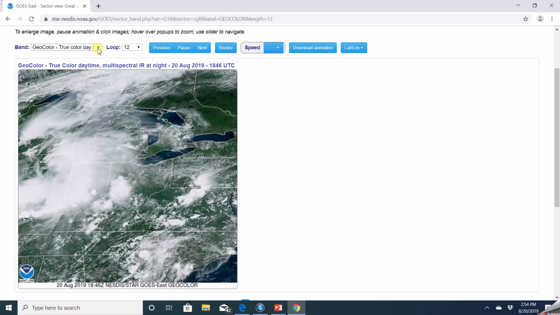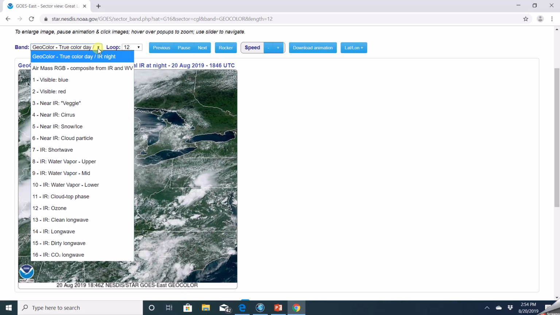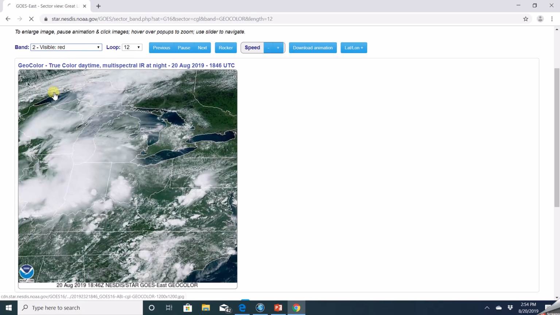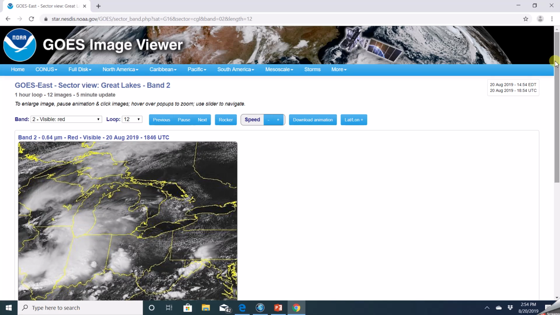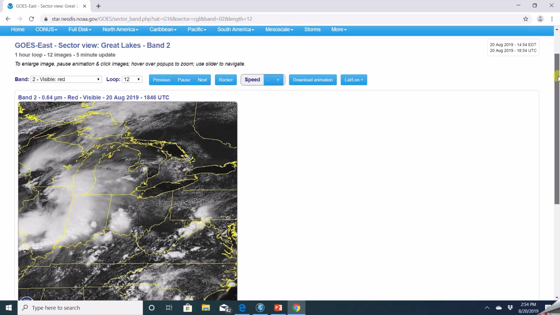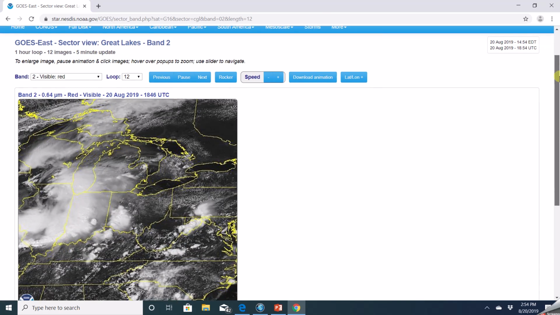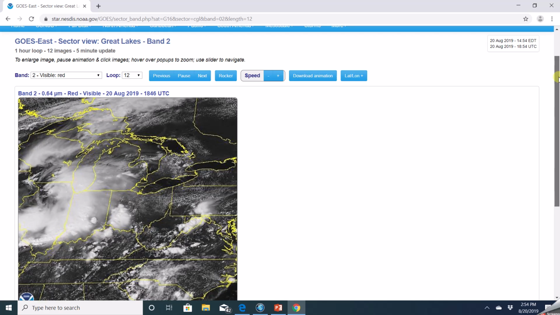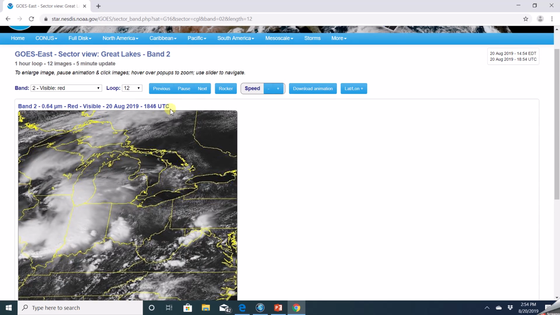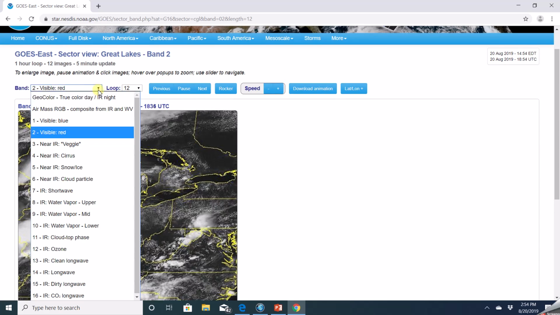But there's all kinds of views of clouds. This one is called a geocolor. Basically, it's a true color day and IR at night. So say I wanted to look at the visible, just pure visible. If you were up in space, this is what you would see. You can see similar, looks kind of similar. But I look at something else, infrared.